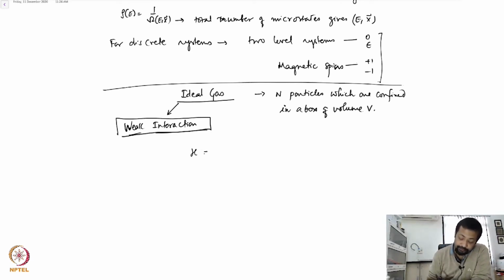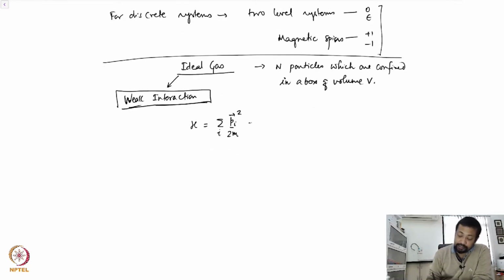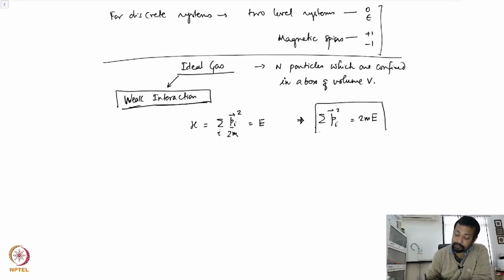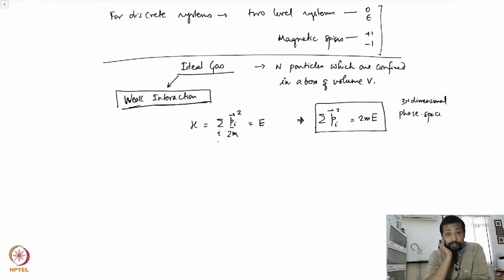So the Hamiltonian of this system is sum over i of pi square over twice m, right? And this is equal to E, which means sum of pi square is equal to twice mE. So if you are looking at this in the phase space, then it's a hypersphere in 3n dimensional phase space. Note that the Hamiltonian does not have any interaction, and therefore the coordinate is not there. So the sole representation of the phase space is your momentum, right?